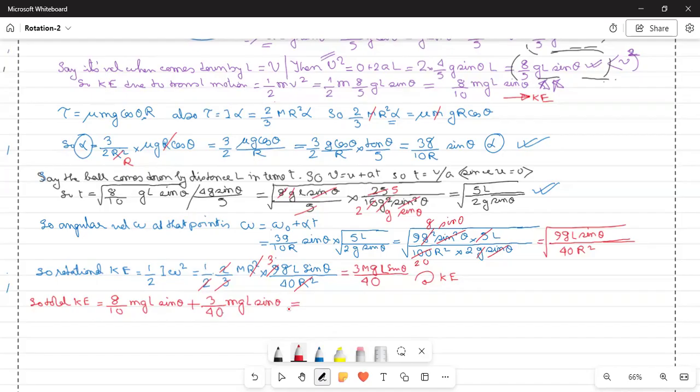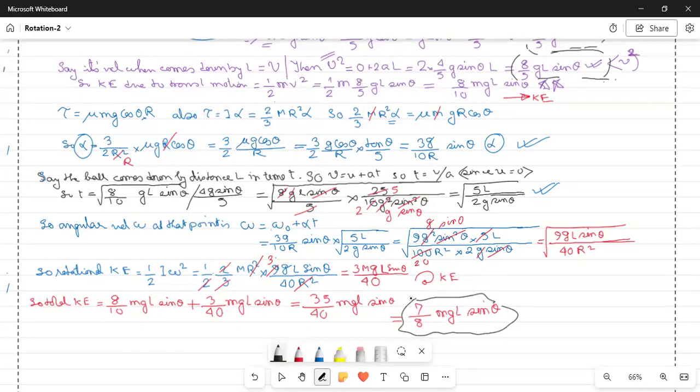This is equal to, we have the LCM 40 here. 10s are 4, 4 multiply 8 is 32 plus 3 is 35, 35 mgl sine theta over 40. Divide both by 5. This is equal to 7 by 8 mgl sine theta. This is the answer.